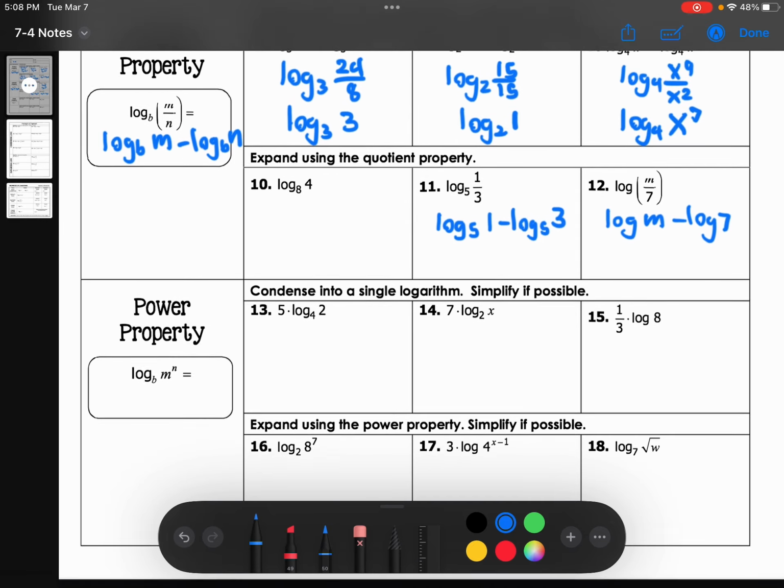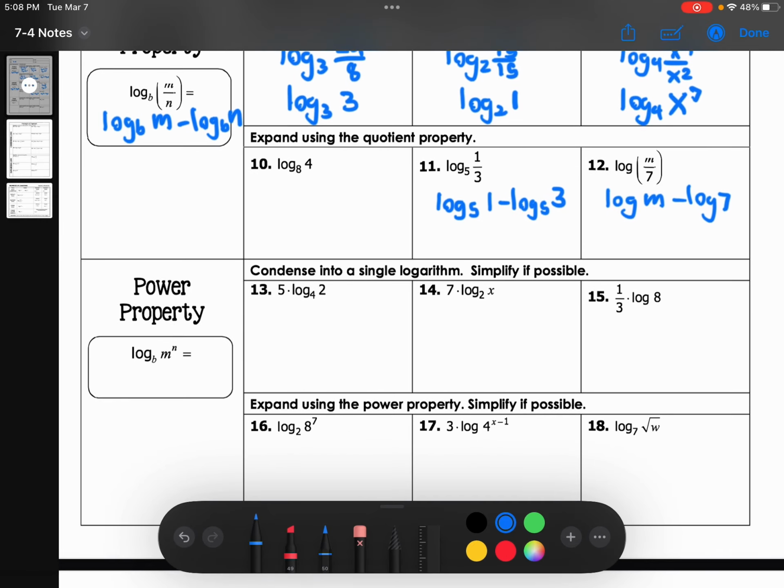All right, now we have the power property, which in my opinion is probably one of the most used ones if you go into higher level math. So this n right here, this power can come to the front when you're expanding.